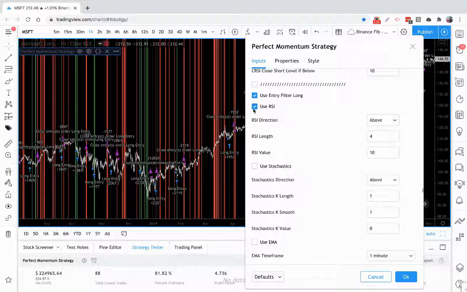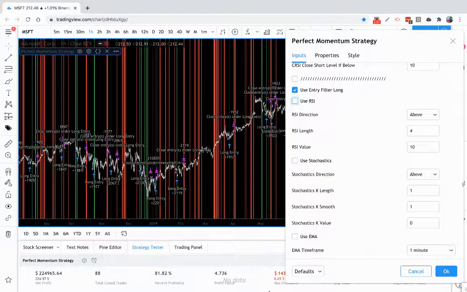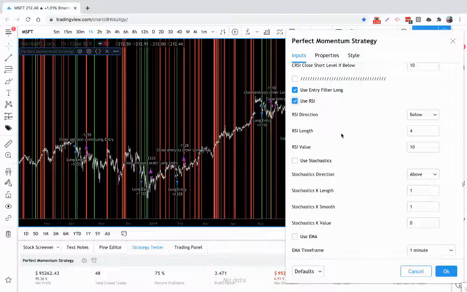Okay, did that improve our results? Let's see what we had before. We did get a better profit factor. Did our drawdown go down? A little bit. What if we filter out anything below 10? So not so much improvement there.